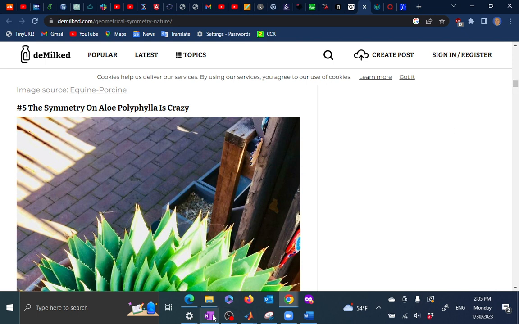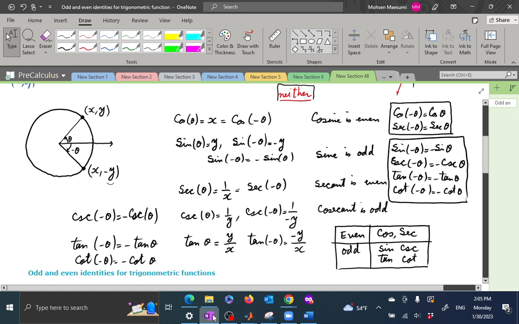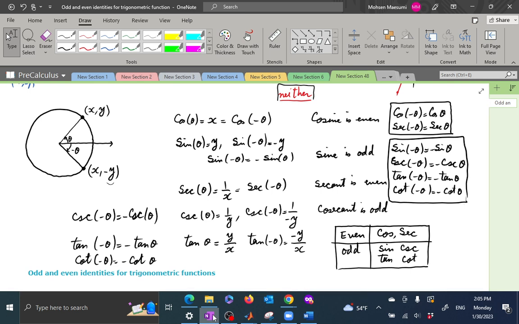So other than just learning a few formulas here and there, you want to know what is the connection to the world around us.